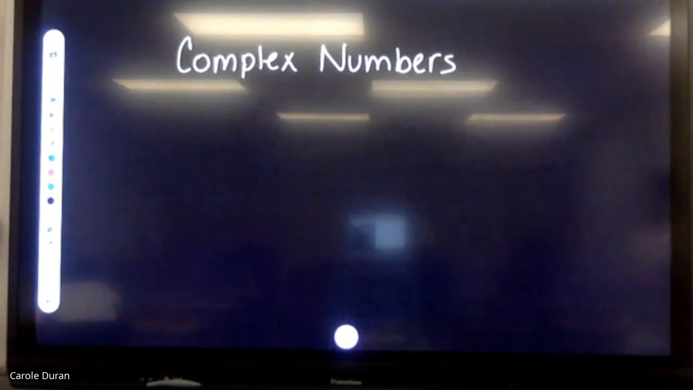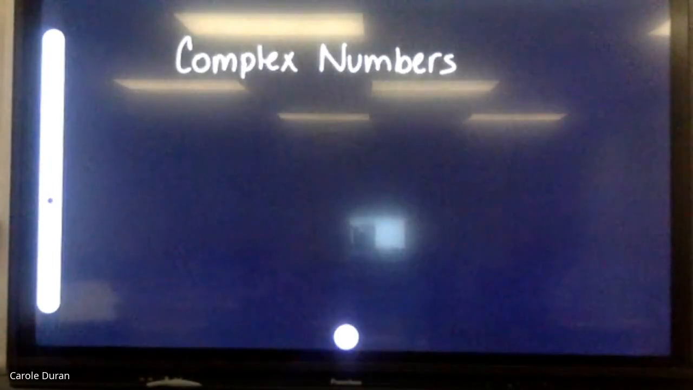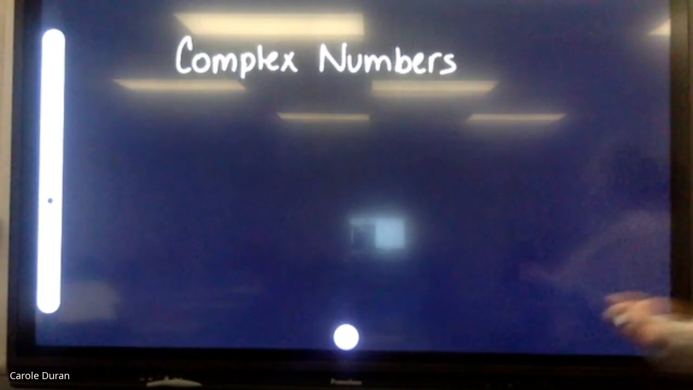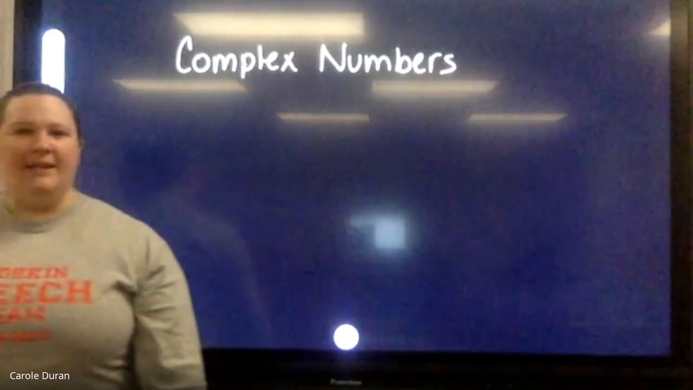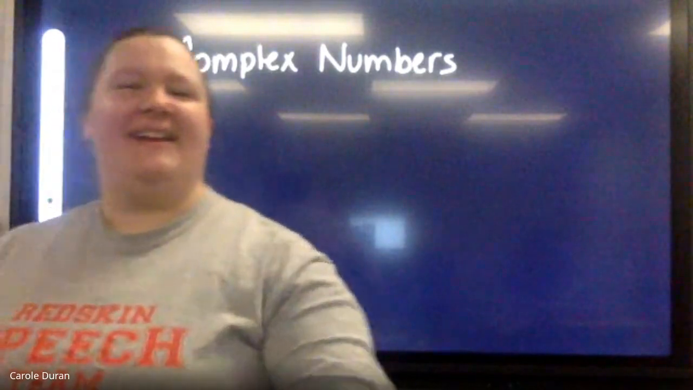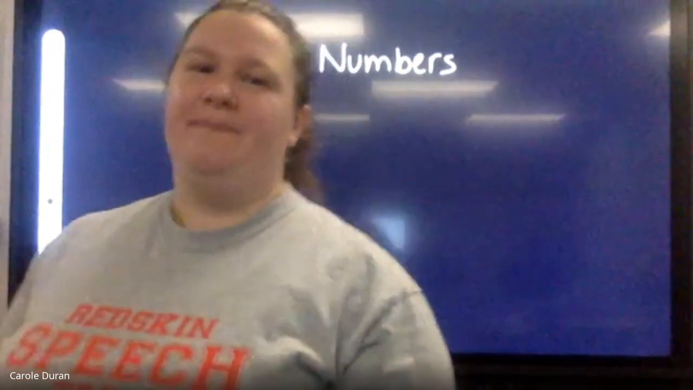Okay, so today we are starting complex numbers. This is very similar to the whole complex solutions thing that we did before, except there's no quadratic formula involved and no square roots for the most part.